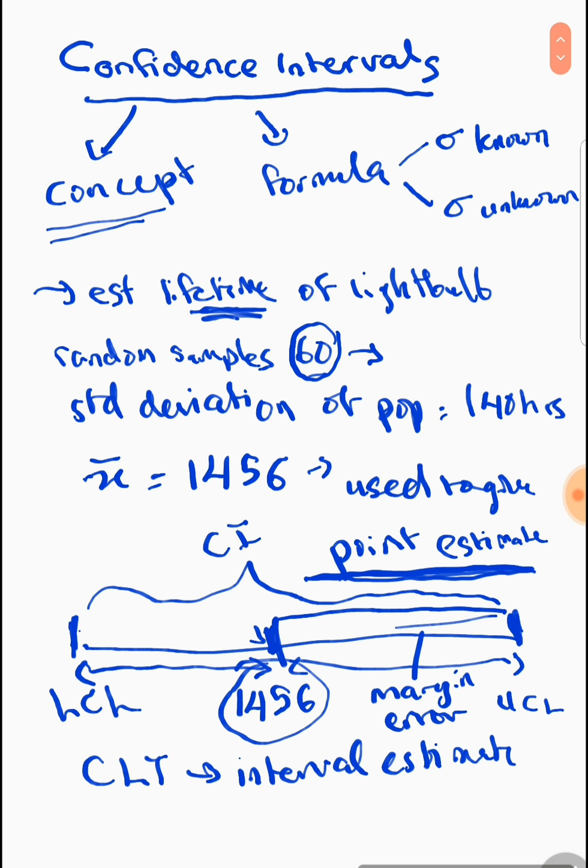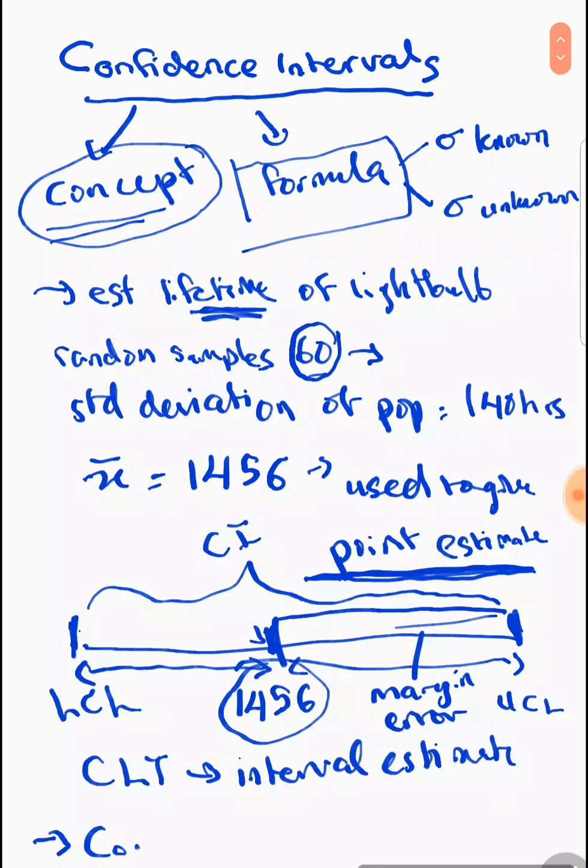So that's first on our concept. All right. So now we're going to move on to the formula. So basically, instead of just a point estimate, we actually allocate a lower confidence limit and upper confidence limit, and that will form our confidence interval. And besides confidence interval, you will see in questions, sometimes they also mention confidence level.